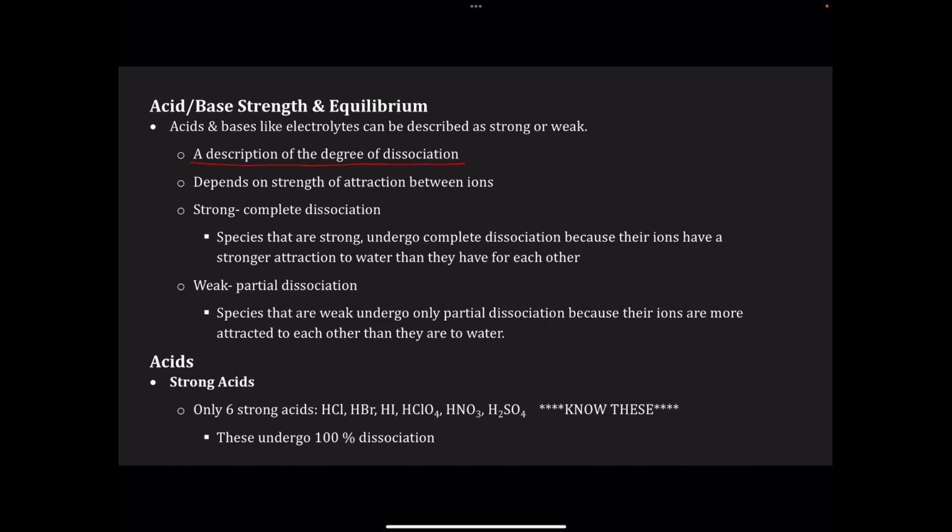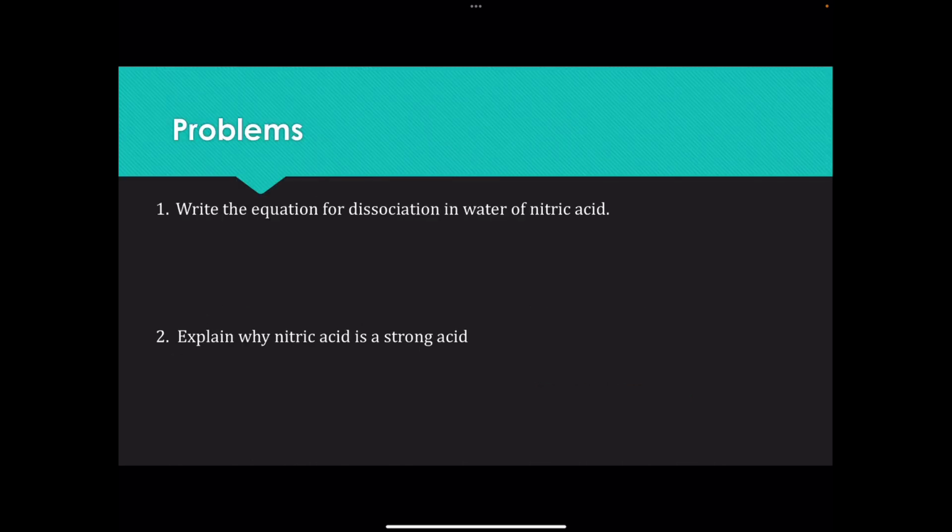So the first thing we'll take a look at are acids. When it comes to acids, again, they can be strong or weak. As far as strong acids go, there are 6 and only 6 strong acids. These are going to include hydrochloric, hydrobromic, hydroiodic, perchloric, nitric, and sulfuric acids. These you need to know. If you memorize these 6 strong acids, everything else will be easy. So you've got 6 and only 6. These 6 acids undergo 100% dissociation, meaning that all of that original compound completely becomes ions.